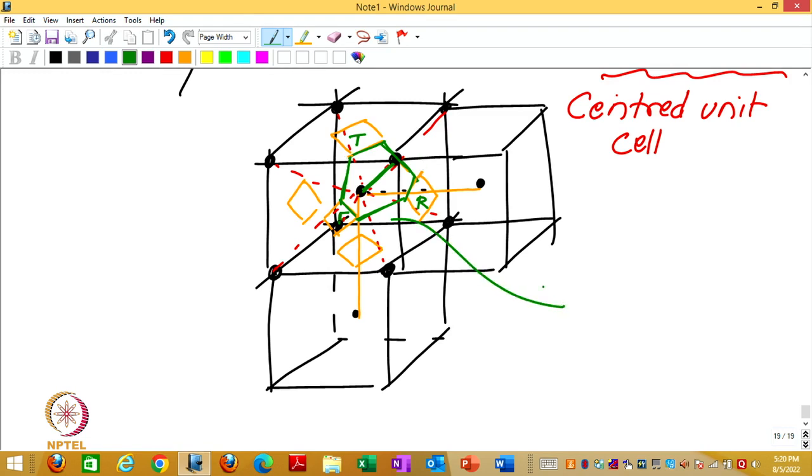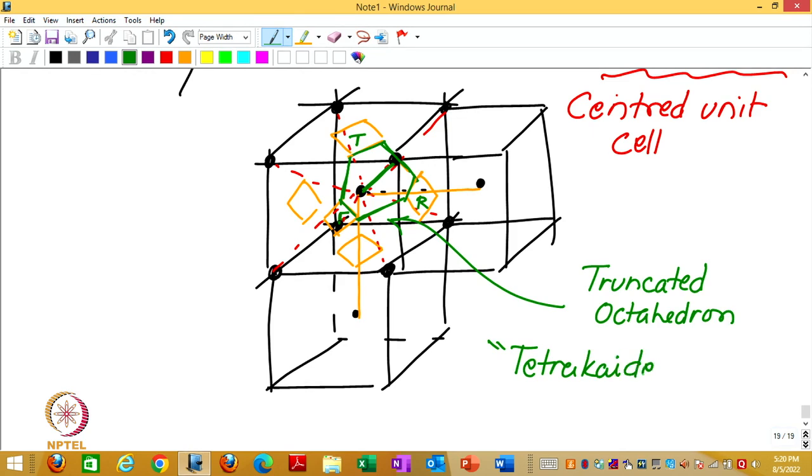So, this solid which comes out of this analysis is known as truncated octahedron, sometimes a more fashionable name, tetradecahedron, which does not mean anything more than tetra 4 and deca 10 plus hedron faces, so 14 faces. 6 square faces and 8 hexagonal faces gives you 14 faces. So, the Wigner-Seitz cell of a BCC is a tetradecahedron.